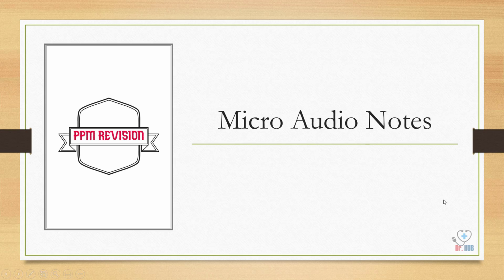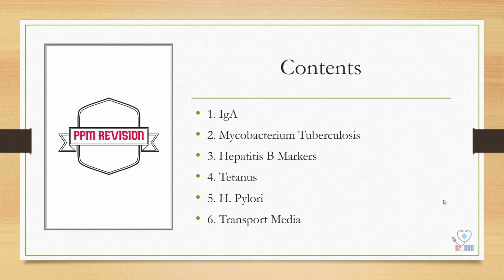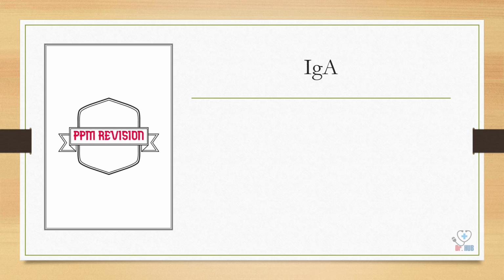In this audio notes, we'll be looking at a few topics, and they are IgA, Mycobacterium tuberculosis, Hepatitis B markers, Tetanus, H. pylori, and the transport medium. And firstly, we'll be looking at IgA.